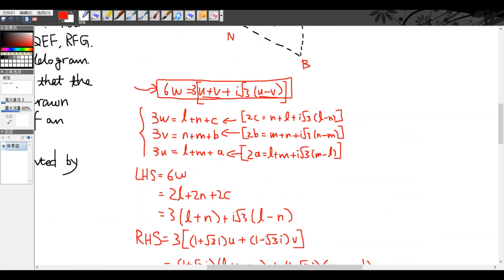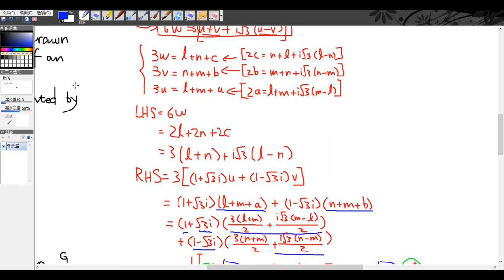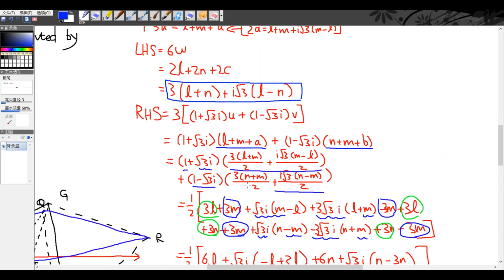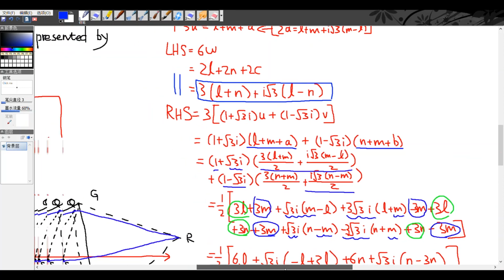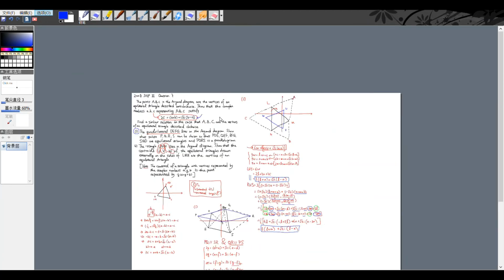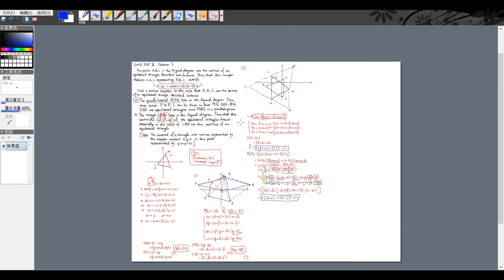And let's see, the right hand side is exactly equal to the left hand side. Left hand side is equal to right hand side. So we have proved that UVW is indeed an equilateral triangle. And this is the end of this video.